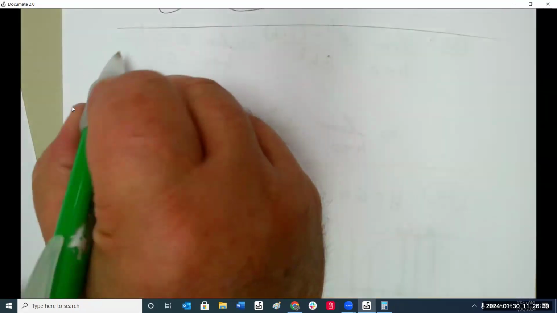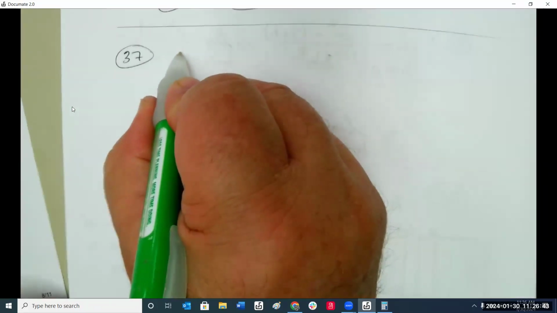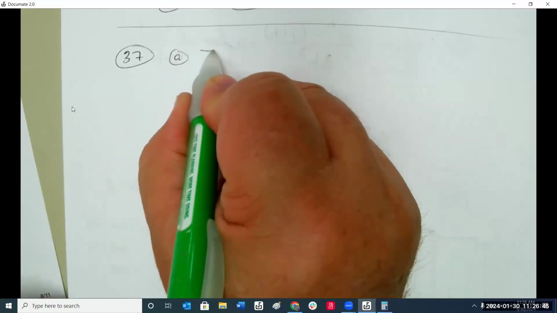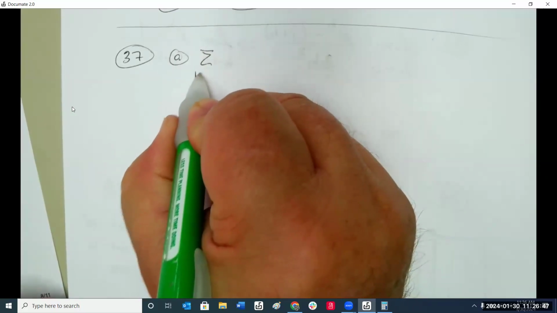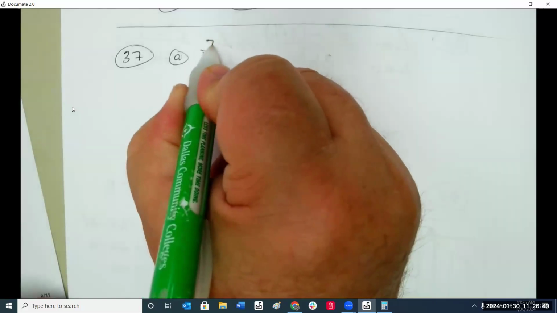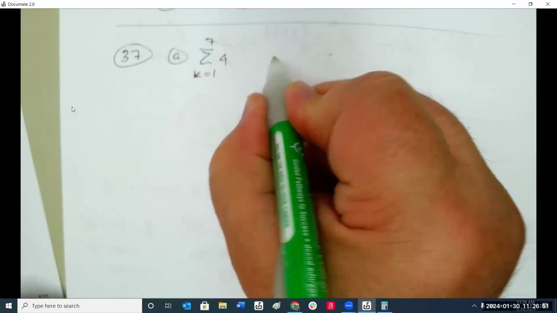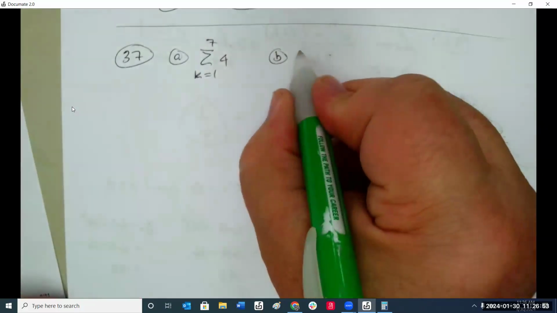I need to find the rules for the Ks. So we'll jump to 37 right now. I just realized I didn't print those out for y'all.